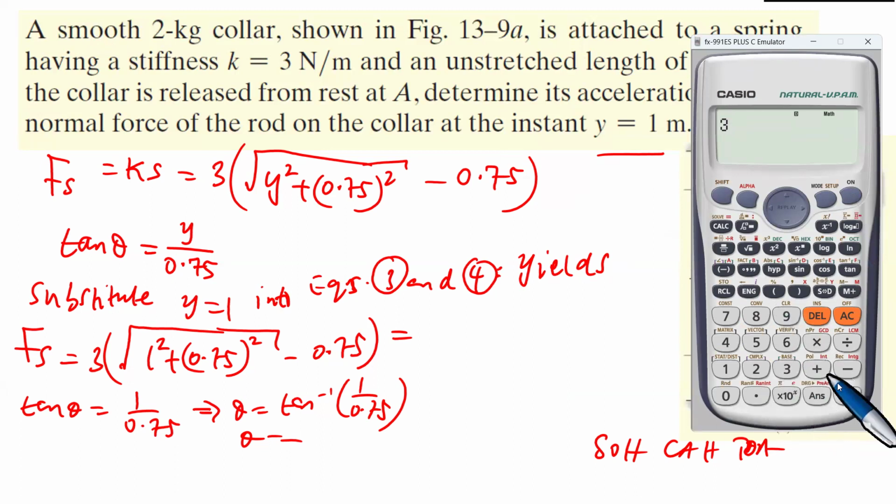Right, so now you have 3 times the square root of 1 plus 0.75 squared, minus 0.75. Okay, which is like 1.5, 3 over 2. Right, so I have just done the spring force, what do you call the spring force? Right, I've just done the spring force.